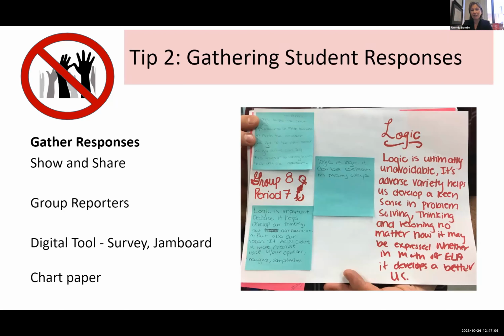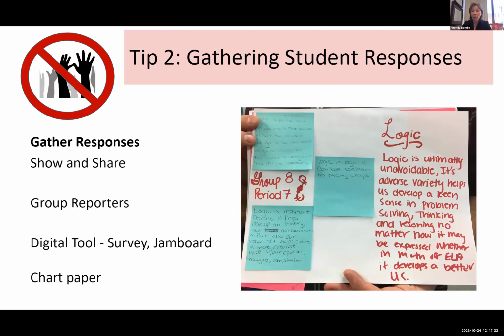I also have loads of routines for gathering and putting responses into groups and patterns. So if you want more of those, I'd love to share them. But show and share is one of the simplest ways to do that first before calling on hands for additional responses. And I think this is a critical part of teaching practices that build a culture where students can belong, and nurture feelings of belonging.